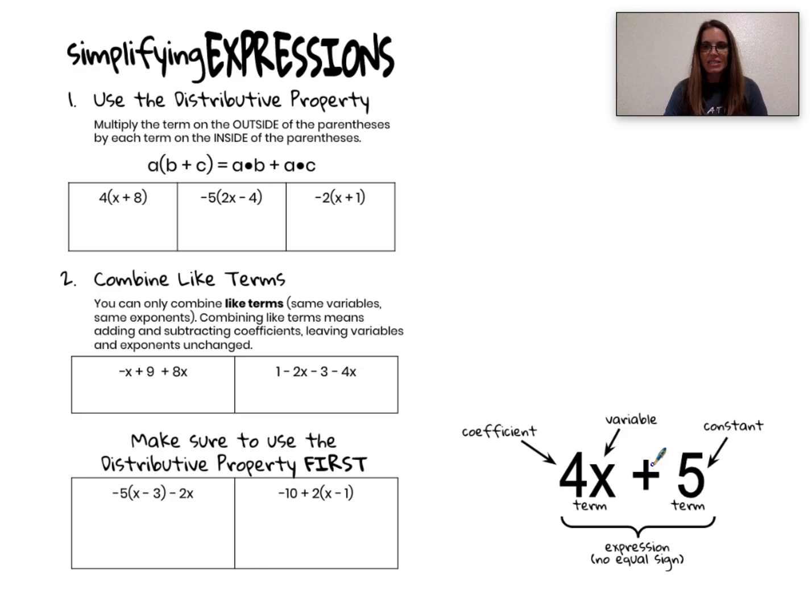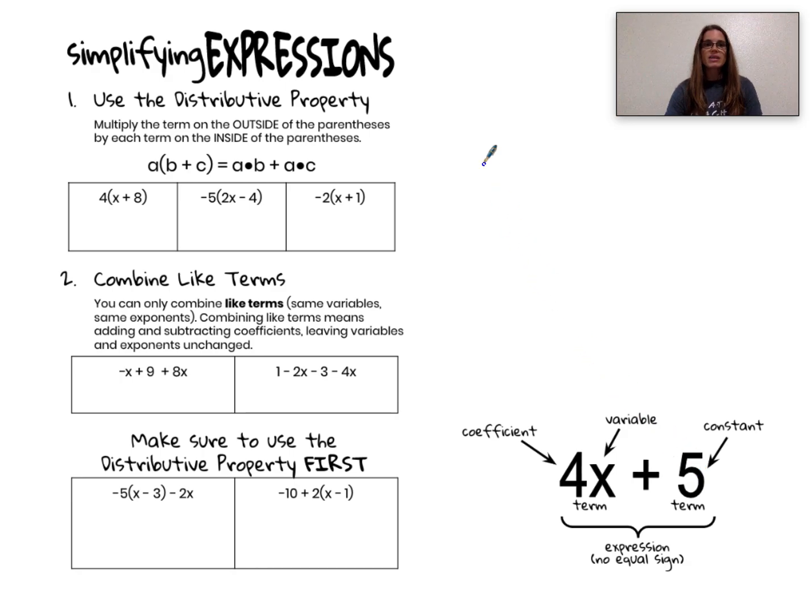Simplifying expressions. 4x plus 5 is an example of an expression, and an expression is different than an equation because it does not have an equal sign. In this expression, there are two terms, 4x and 5. The 4x is our variable term. It has a variable, and that variable is being multiplied by the number 4. And that number 4 is called a coefficient. We also have this term, the 5. That 5 is called a constant, and a constant does not have a variable.